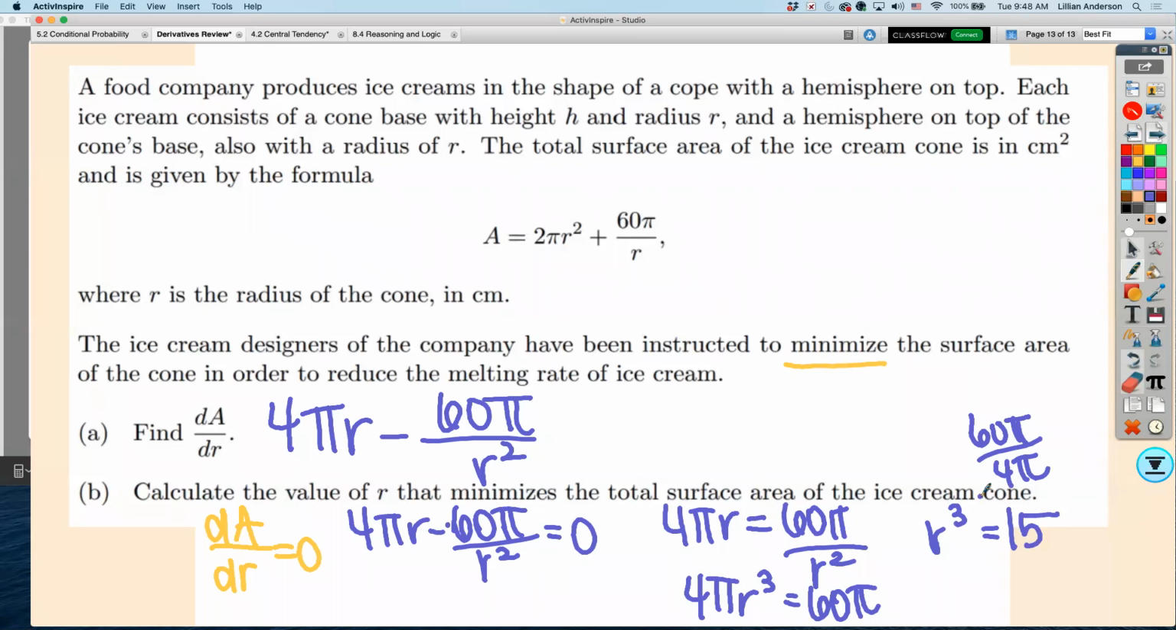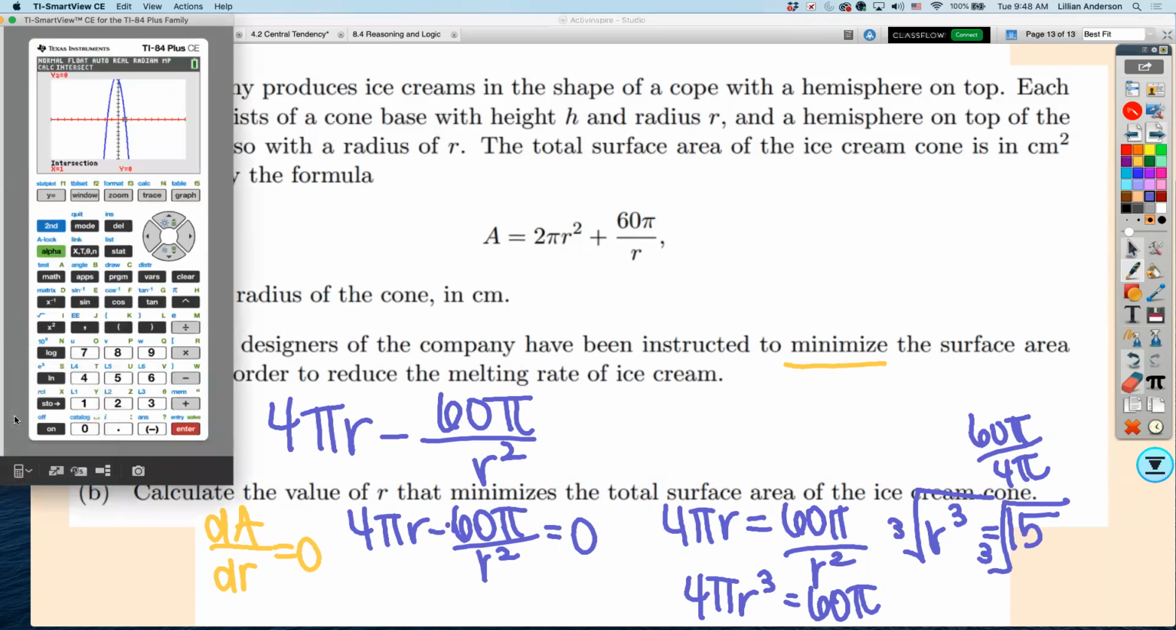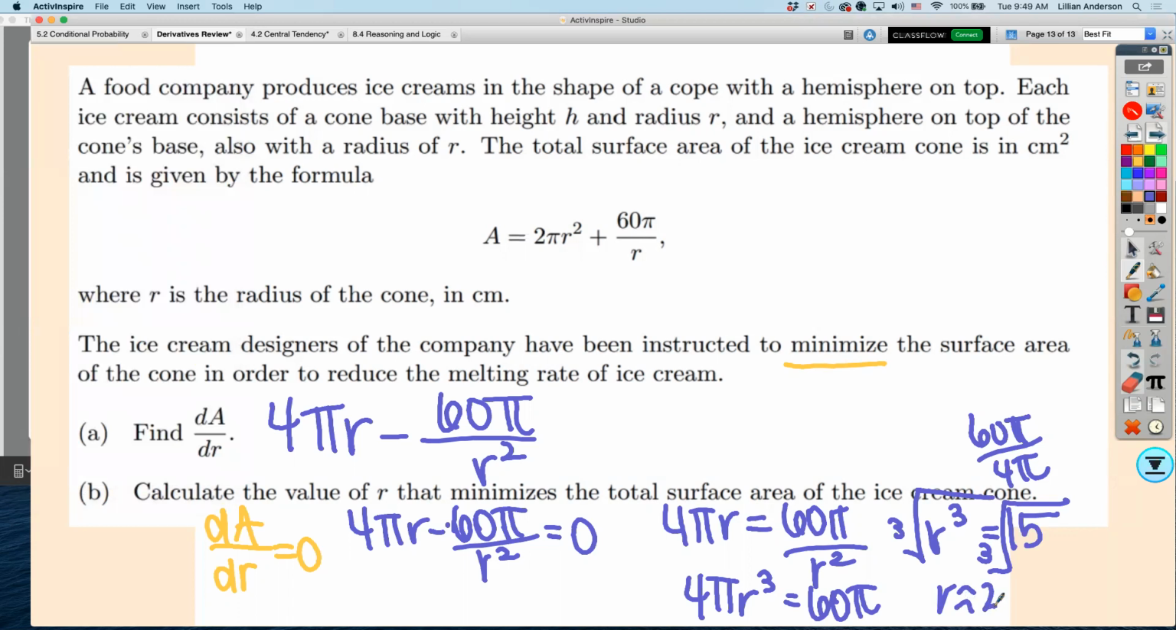Yep. And then I have to do what to get r by itself? Cube root. Where's cube root located in the calculator? Math, option 4. So then I type in 15, and when I round to 3 significant figures, I get 2.47. So 2.47 centimeters is my radius that's going to minimize my total surface area. How can I be sure that's the minimum? Well, that's the only value that I get, but I can also make a number line, pick some test points and plug in. Like 2 and 3.